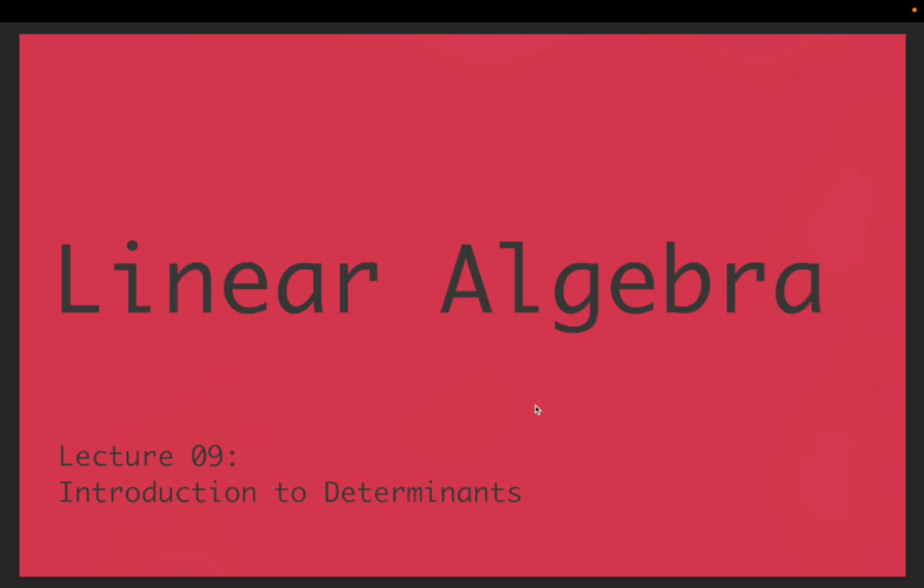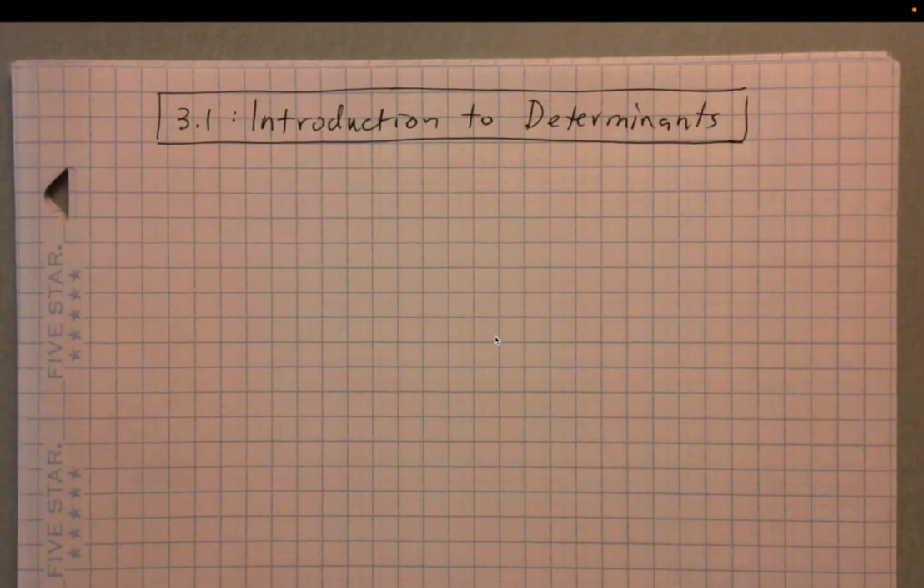This is a remarkable property of matrices. Many really important geometric and algebraic features or properties of the square matrix can be revealed by a single number that can be calculated from the matrix, and that number is called the determinant. So we're going to go through what the determinant is, define it, and do some examples. Okay. So we'll call this section 3.1, Introduction to Determinants.